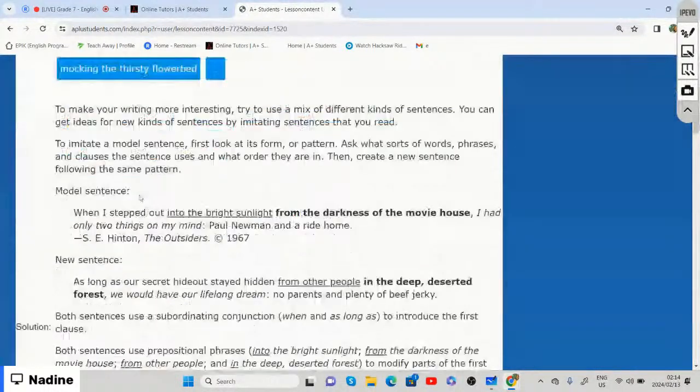All right, so we see that to make writing more interesting, you need to try and use a mix of different kinds of sentences. You can get ideas for new kinds of sentences by imitating sentences that you read. To imitate a model sentence, first look at its form or pattern and ask what sort of words, phrases, and clauses the sentence uses and what order they are in. Then create a new sentence following the same pattern.